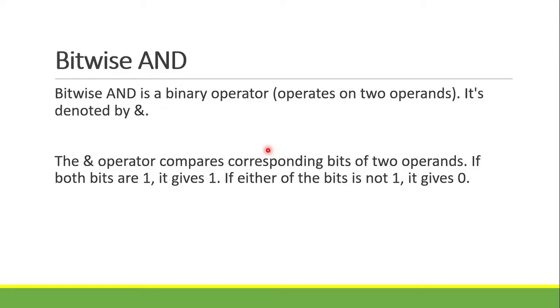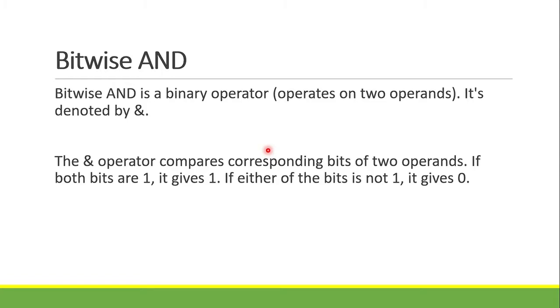So, let's start sa bitwise AND. So, bitwise AND is a binary operator. It's denoted by the ampersand. The bitwise AND operator compares corresponding bits of two operands. If both bits are 1, it gives 1. If either of the bits is not 1, it gives 0.